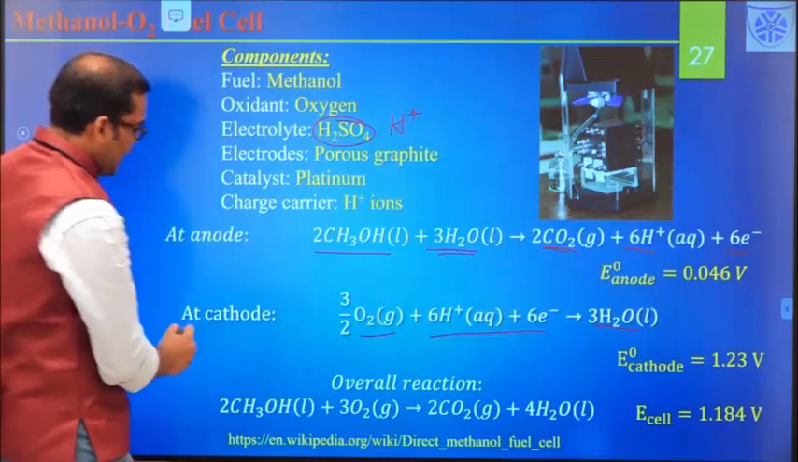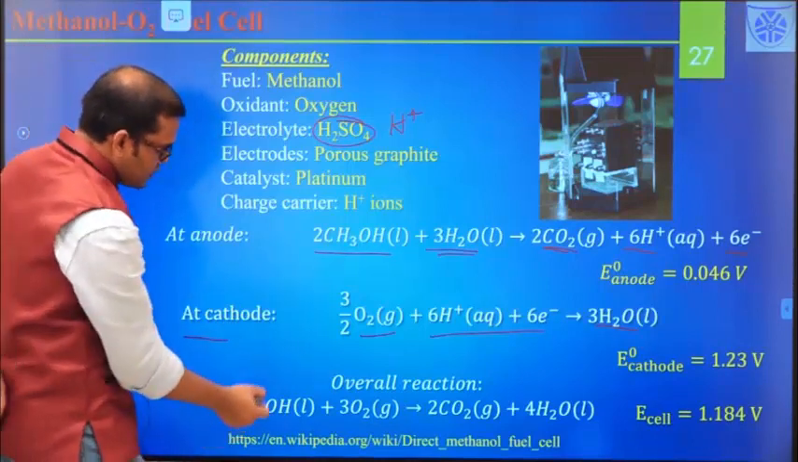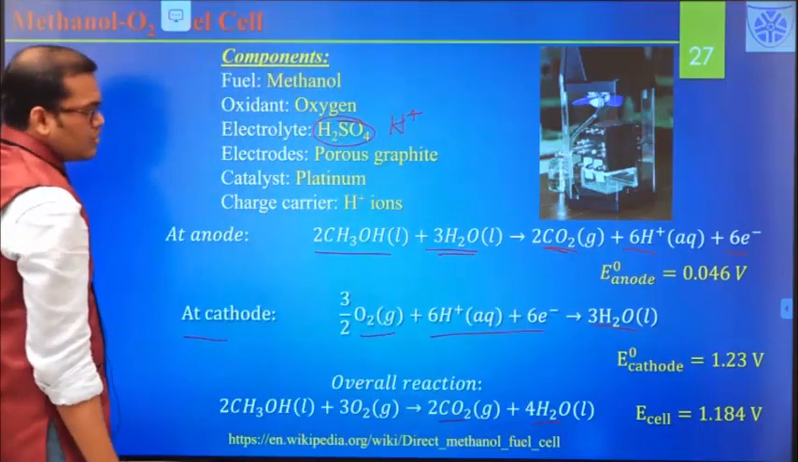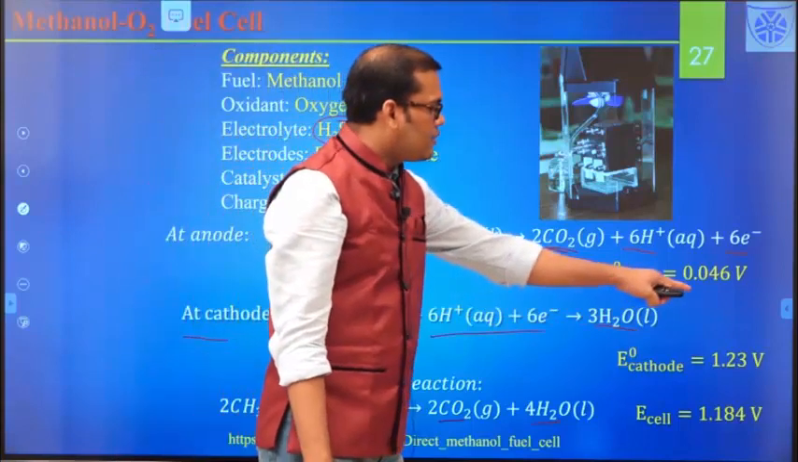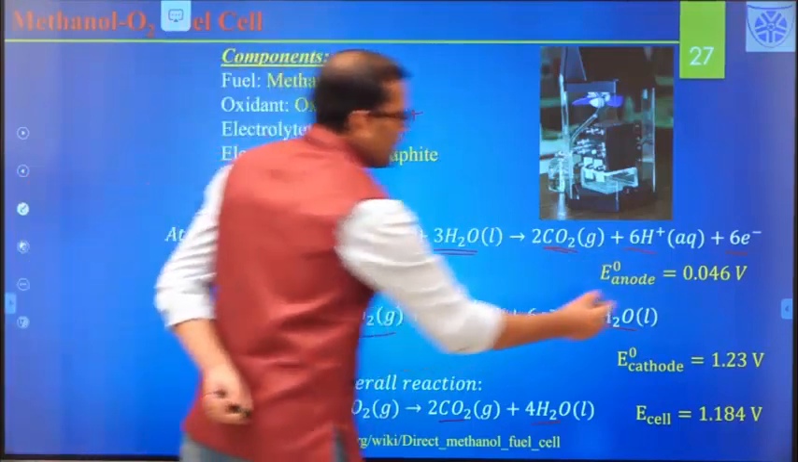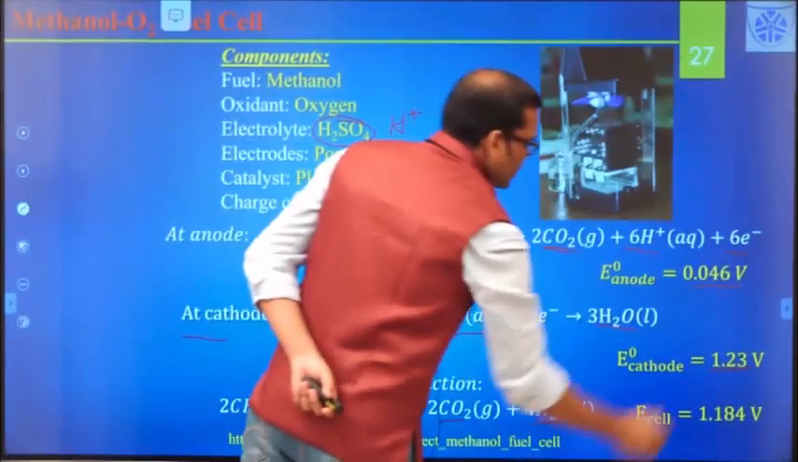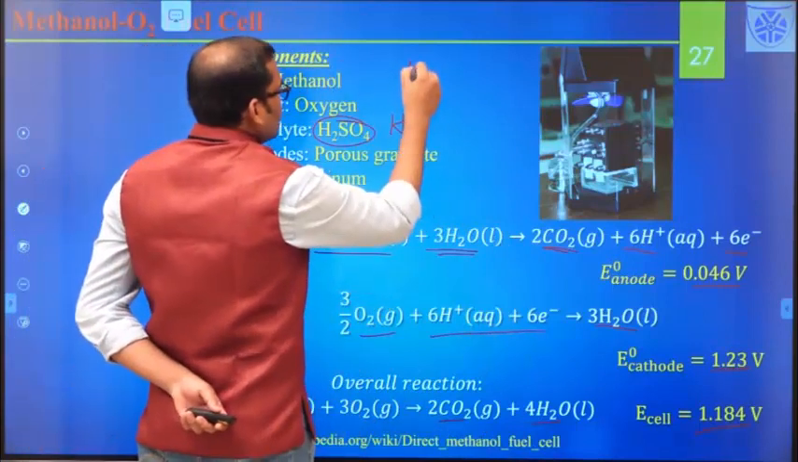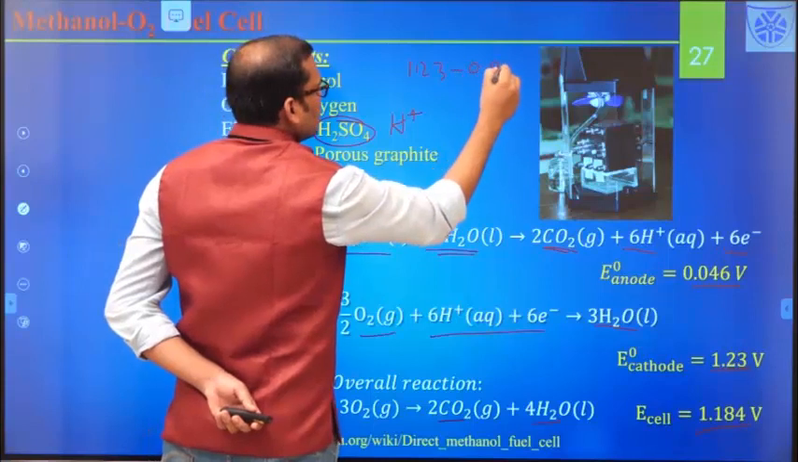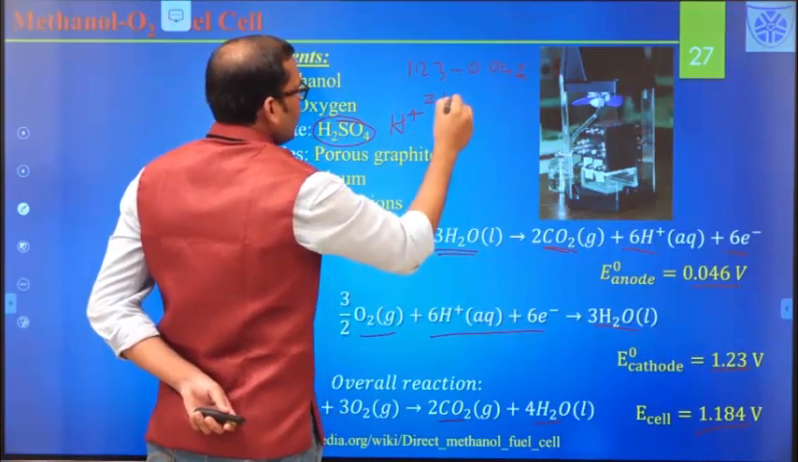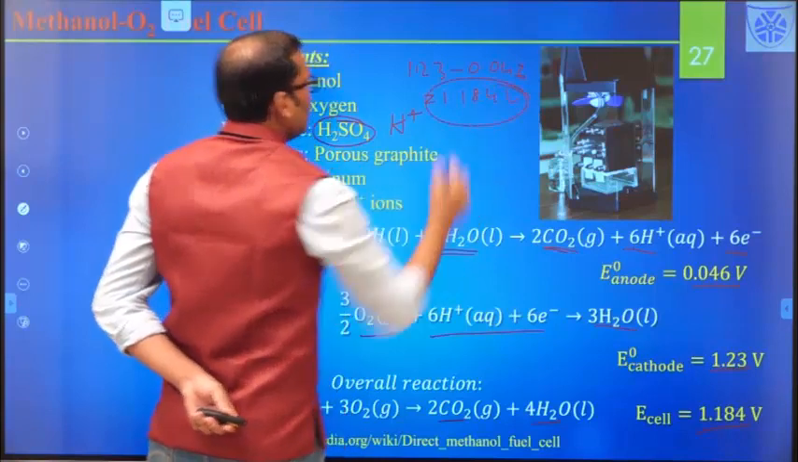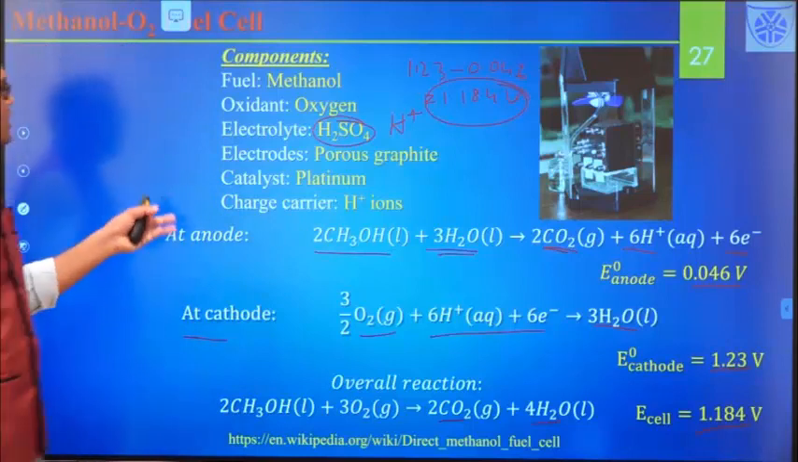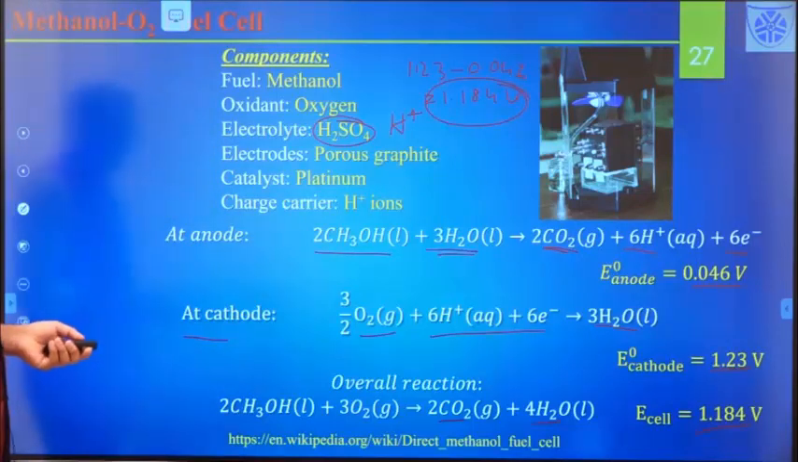Then you can add up these two reactions, and the overall reaction will be the same, CH3OH plus 3/2 O2 giving CO2 plus 2H2O. For each half cell reaction, I have given the potential. At the anode it is 0.046 volt, at the cathode it is 1.23 volt. If you take the subtraction, you will get E cell equal to 1.23 minus 0.046 equal to 1.184 volt, which is the overall cell potential for the methanol oxygen fuel cell, whether you consider it acidic or alkaline based fuel cell.